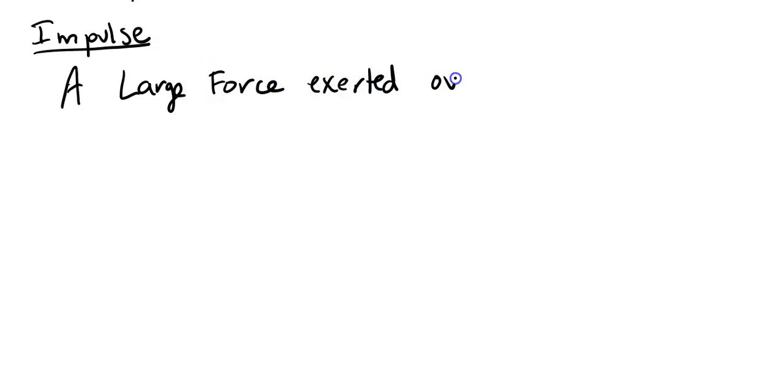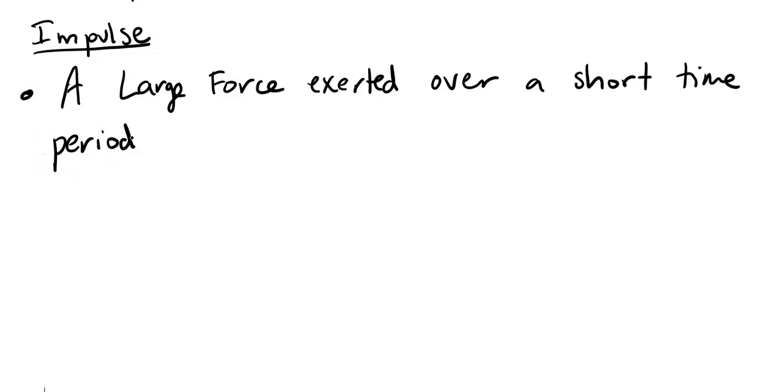Let's go ahead and now think about a physics definition for impulse. Oftentimes it's a big thing, like you're like, oh, I'm going to do this, boom, and it's over in a short time period. So what an impulse is in physics is typically a large force that is exerted over a short time period. So it's a huge force that is exerted over a short time period.